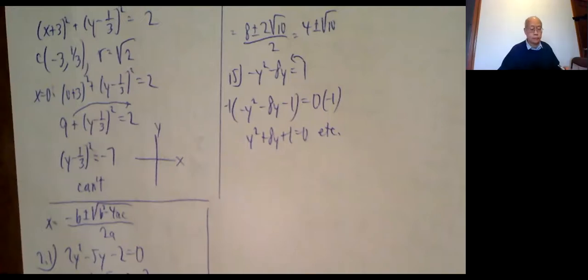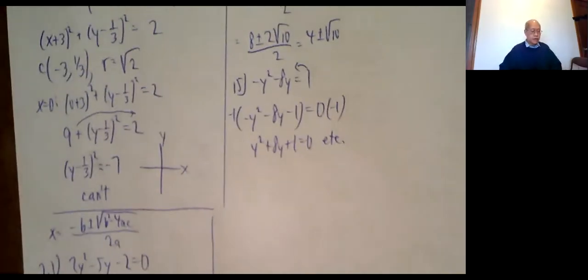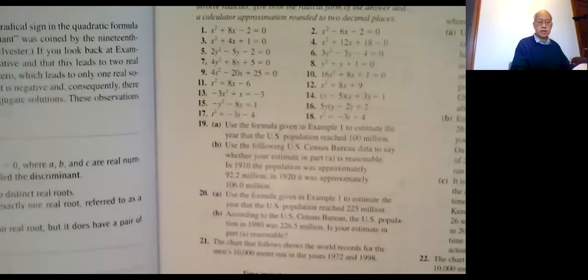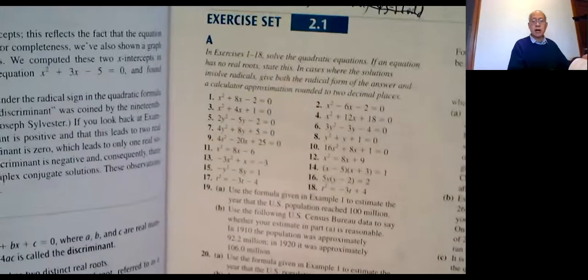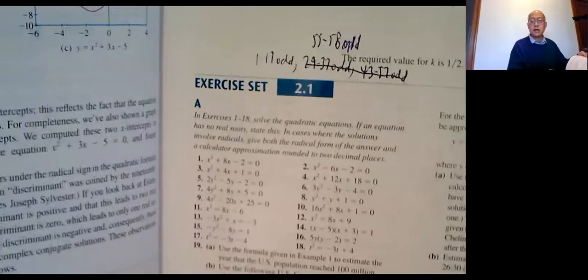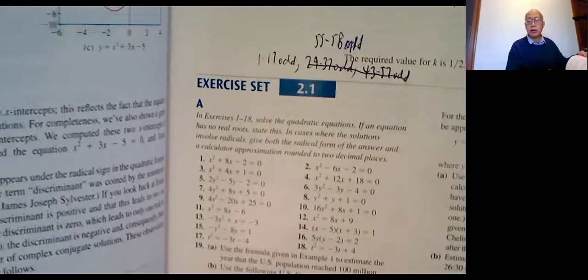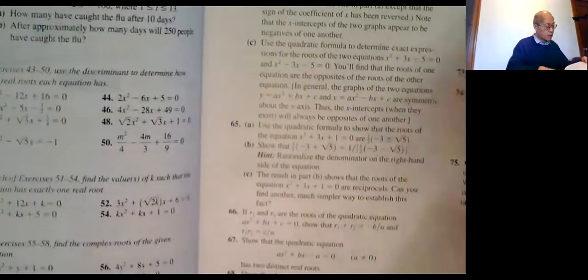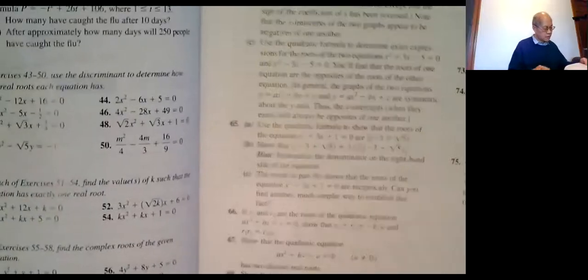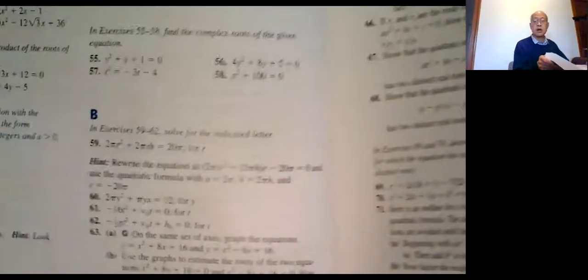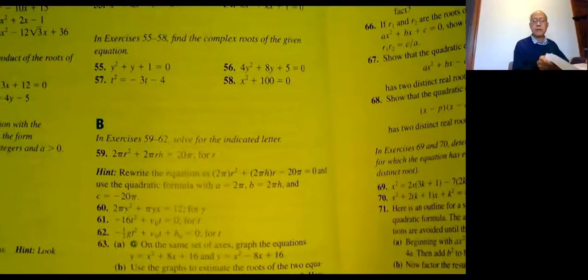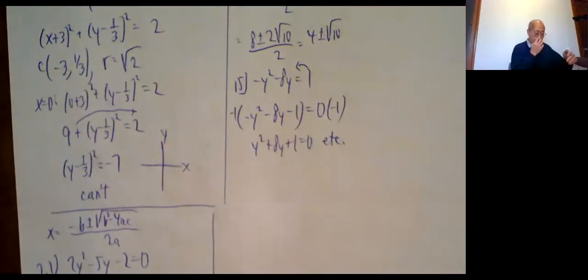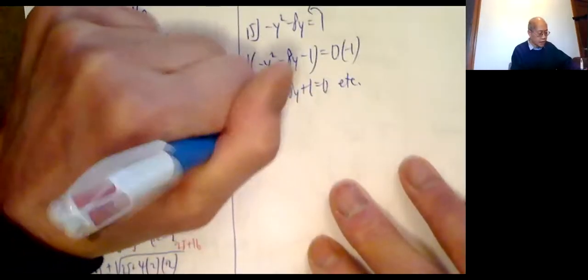All right, so I think I've shown you enough of that type of problem. So do the same thing for the rest of these. Now, for the last set, 55 to 58, I'll do the even ones, 56 and 58. They say they'll have complex solutions. So 4y squared plus 8y plus 5 equals 0, number 56. What's going to happen is you're going to take the square root of a negative.